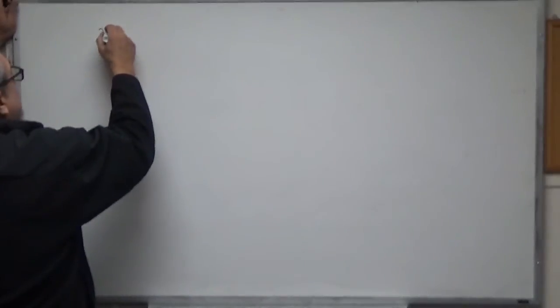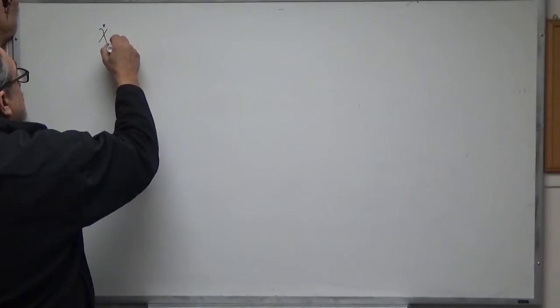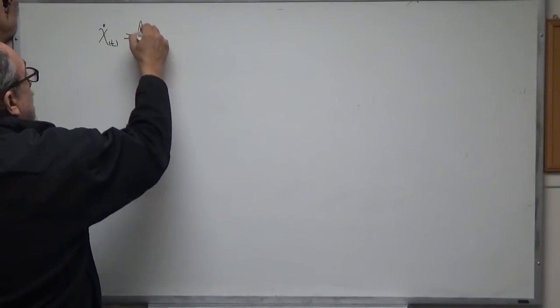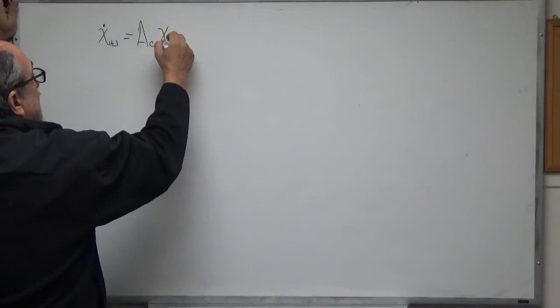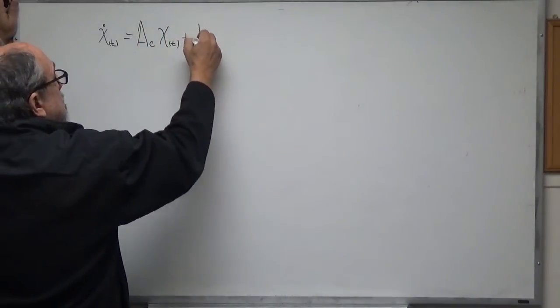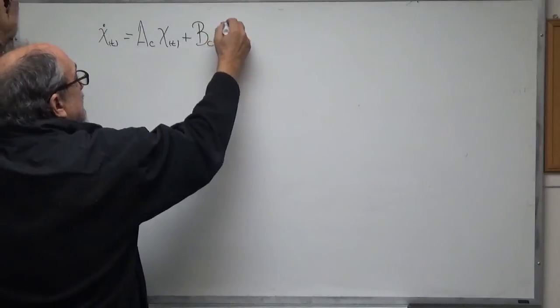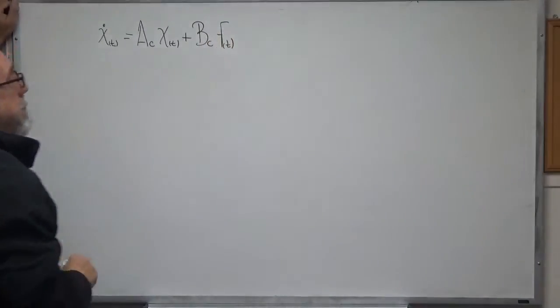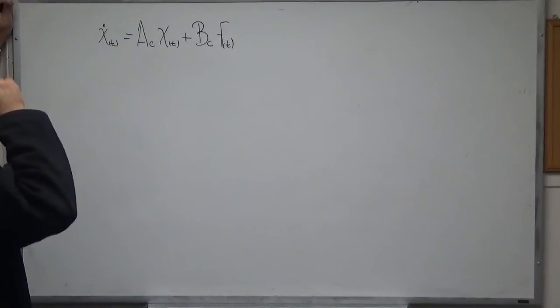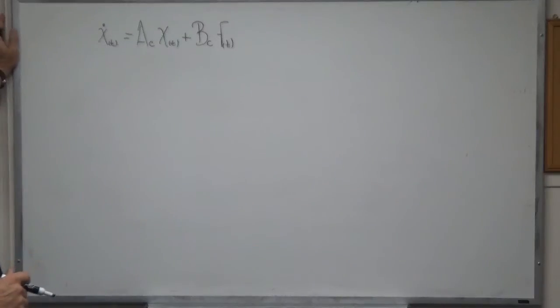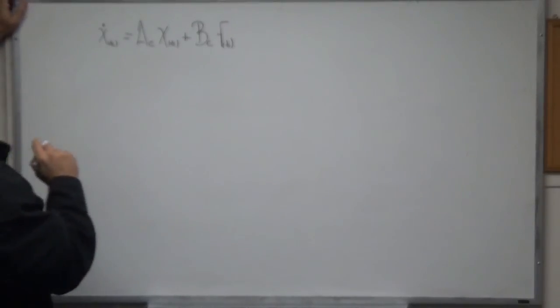So I come back. So we have X dot as a function of time is equal to AC times X of t plus BC times F of t, right? What I want to do now is to try to solve this equation without saying anything about what F of t is and so on. Just let's see what we can do analytically.